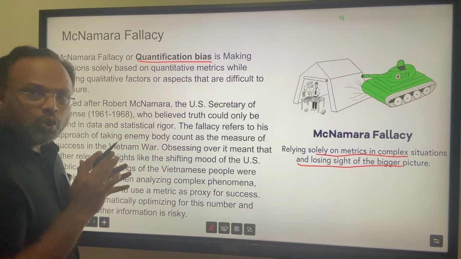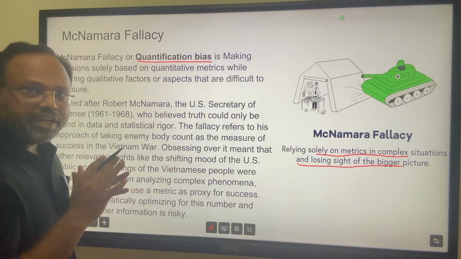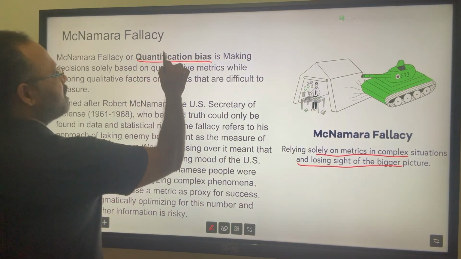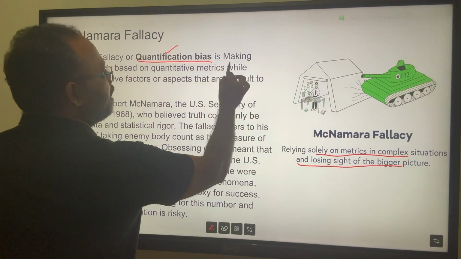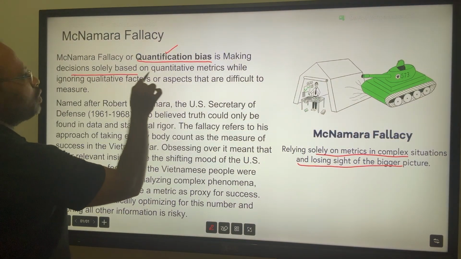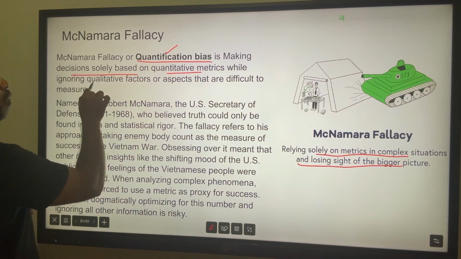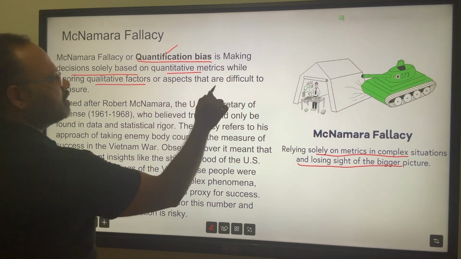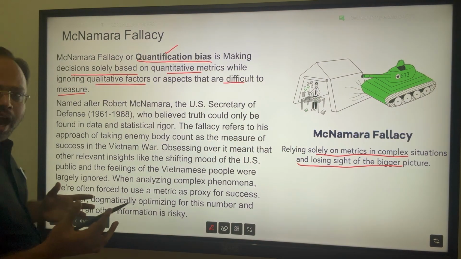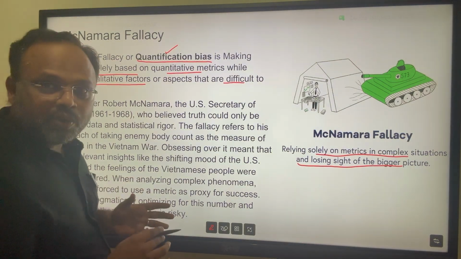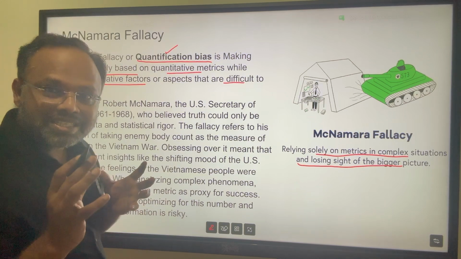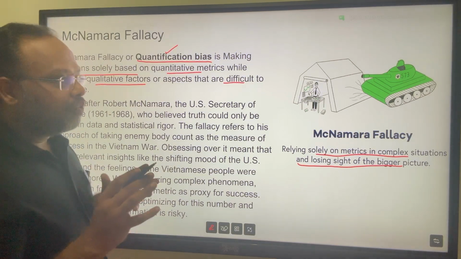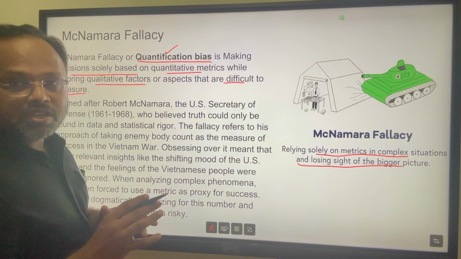People will look more into numbers and quantitative analysis, and because of that it is otherwise called quantification bias. It happens when we make decisions solely based on quantitative metrics while ignoring qualitative factors or aspects that are difficult to measure. So when we understand such factors, we have to rely on those factors and take decisions based on that. We should not restrict our mind to numbers alone. So when this happens, it is called McNamara's fallacy.